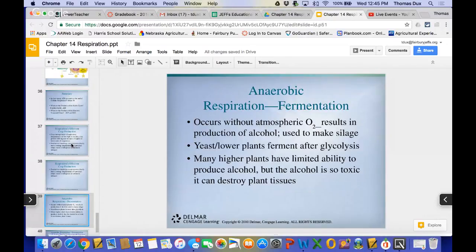And again, anaerobic respiration occurs without oxygen present, and then we said that fermentation happens, and ethanol, or alcohol, is made at the end, used to make silage. So that is an important roughage for feeding cattle. Some of you probably feed silage or make silage for your cows.